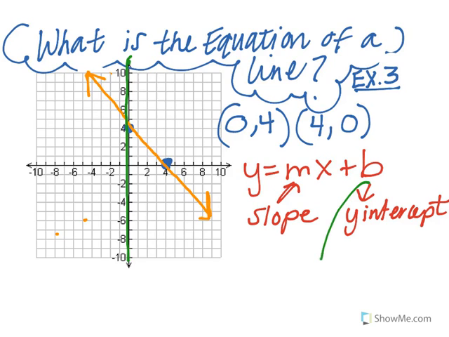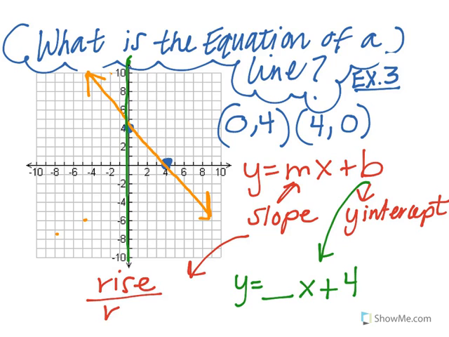So when we go to write our equation, we could write y equals, we don't know what the slope is yet because we haven't counted, but we do know that the line crosses through the 4 on the y-axis, so it's at 4. Now to figure out what our slope is, the slope is really rise over run. That's how many you count up or down over how many you count right or left.